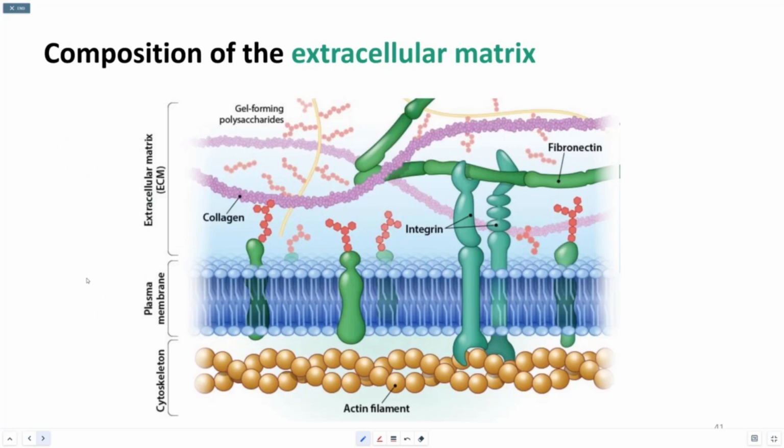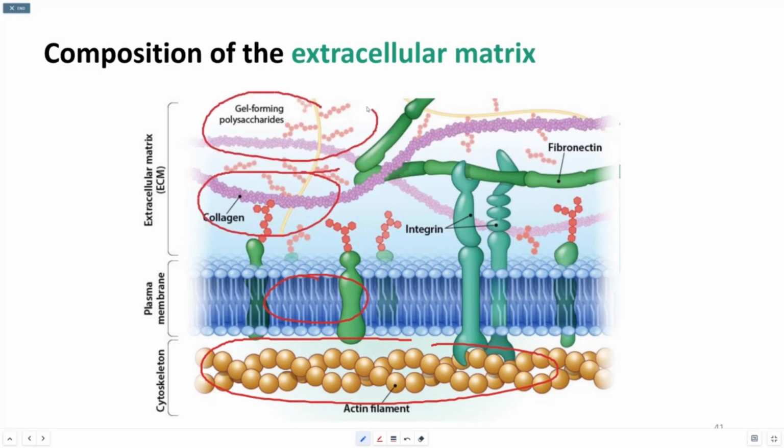So the composition of the extracellular matrix is very complex. We're going to have cell membrane components. We have structural components, including the cytoskeleton. We also have cholesterol embedded inside the membrane that gives flexibility and fluidity. We have collagen, as well as different kinds of polysaccharides, fibronectin, and integrin proteins, as well as receptor proteins.